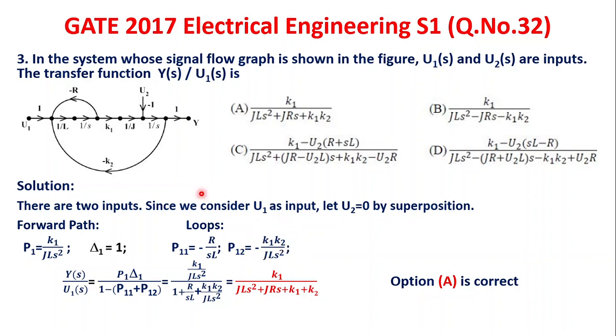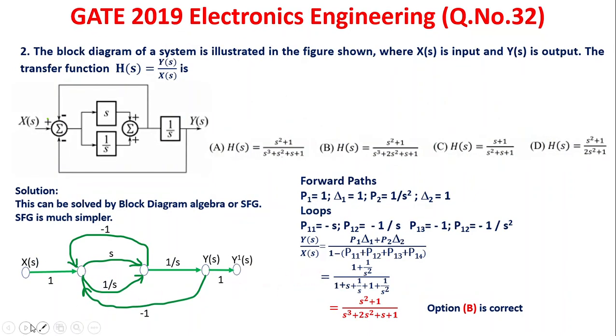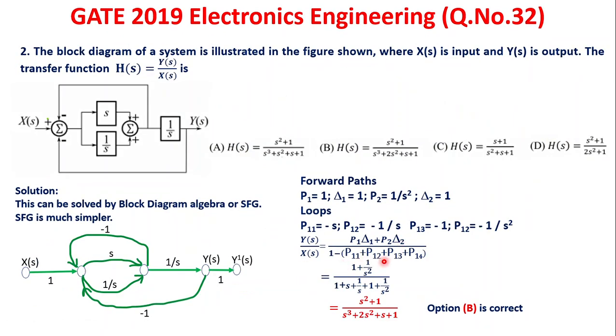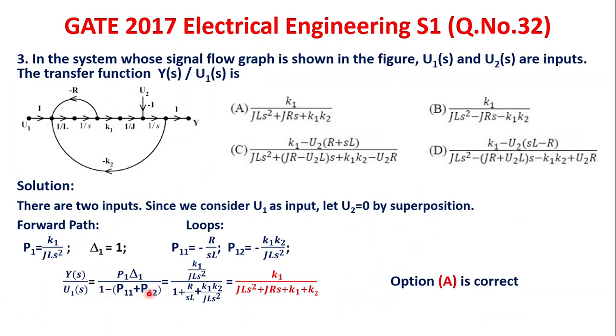That's all. So while forming both the loops, this node and this node, they are common. Therefore, no non-touching loops. Therefore, we have to write the transfer function in the same way like previous problem. So here, in the previous problem, P1 delta 1 plus P2 delta 2. Here it is only P1 delta 1. In the previous problem, 1 minus P11 plus P12, P13, P14. Here there are only two loops. So 1 minus P11 plus P12. Simply substitute here, take LCM, simplify, that's all.